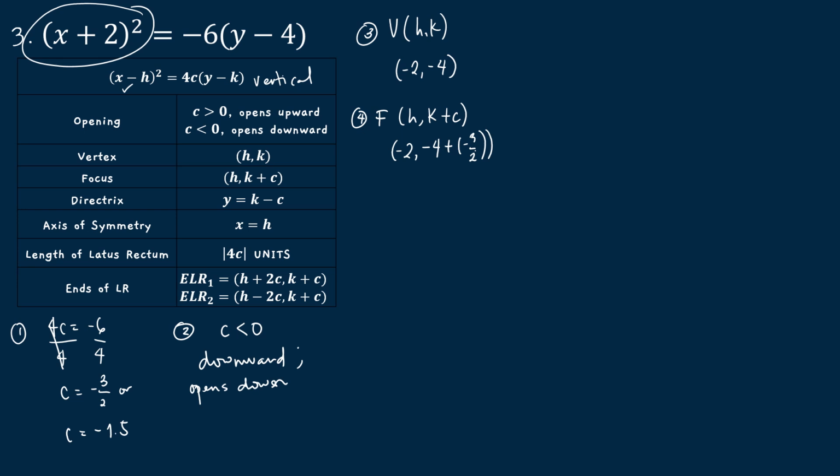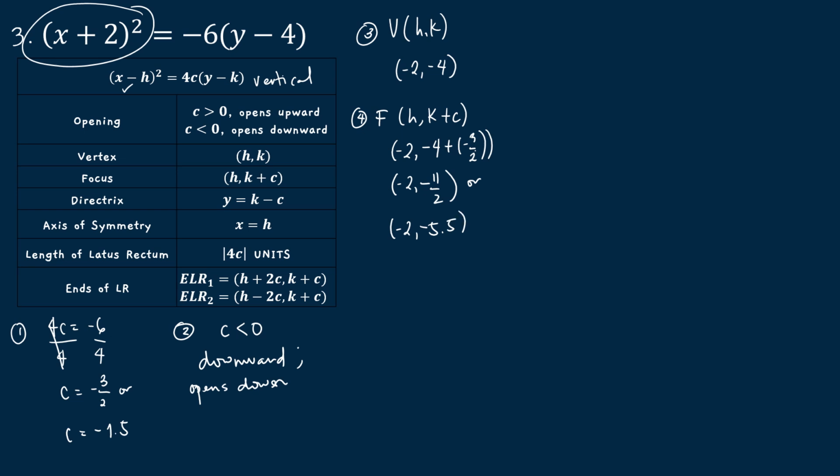So my answer would be negative 2, comma, negative 11 over 2. So that's my focus, or you can write your answer as negative 2, comma, in decimal, if you really want to write it in decimal, negative 5.5.